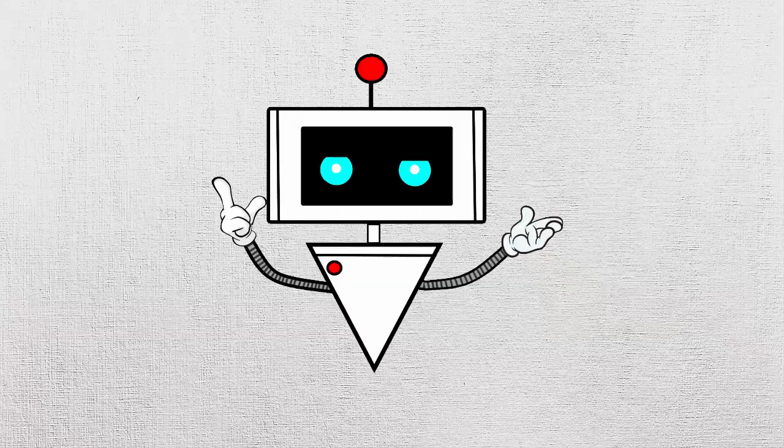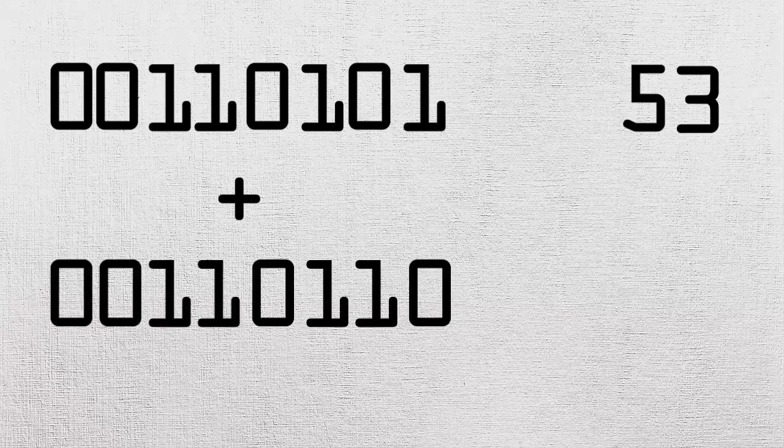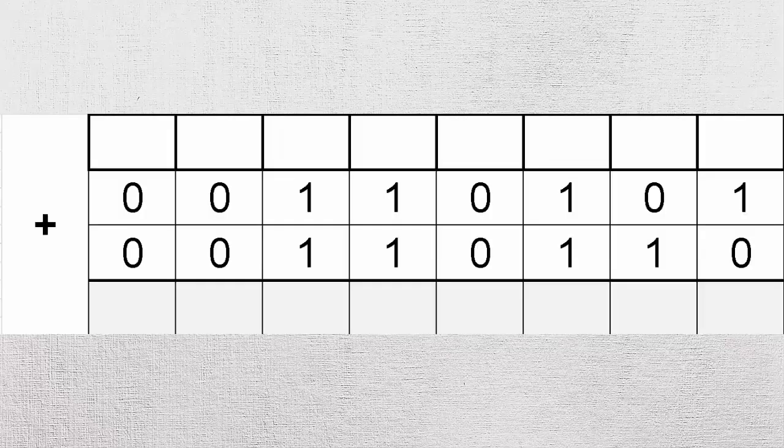Now I will show you how to add 2 binary numbers together, which should be pretty simple as you're just adding 1s and 0s. If you went to school, you should be familiar with the column method. Binary adding pretty much uses the same technique. Let's for example add 00110101, which is 53, and 00110110, which is 54. We put the two numbers over each other into a column, just like so.